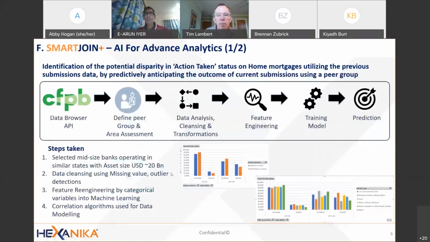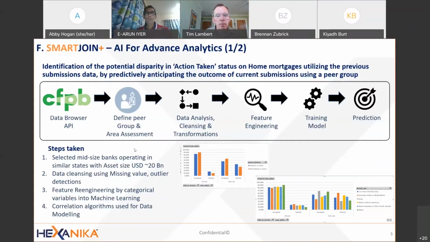First, about what we did with our SMARTIOIN Plus and the hypothesis we started off with when we decided to use the data browser API to download the historical LAR data. The hypothesis was whether, using historical data, we can arrive at a model where action taken on the application is a variable on which we can identify potential disparities in the predicted outcome by a model versus the actual outcome that would have been taken by a firm during their current year's submission.